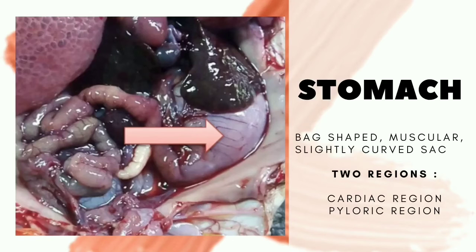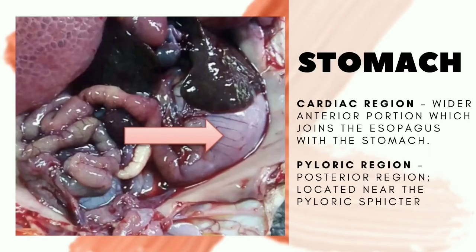The stomach is a bag-shaped, muscular, slightly curved sac and has two regions, the cardiac region and the pyloric region. The cardiac region is the wider anterior portion which joins the esophagus with the stomach. The pyloric region is a posterior region located near the pyloric sphincter.